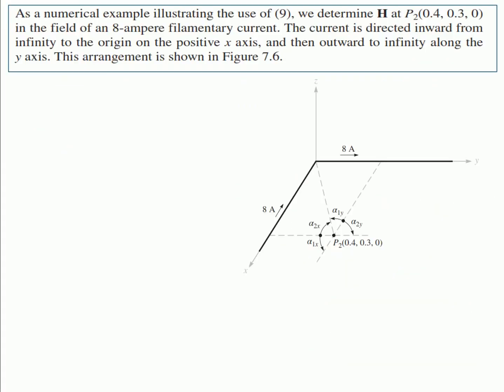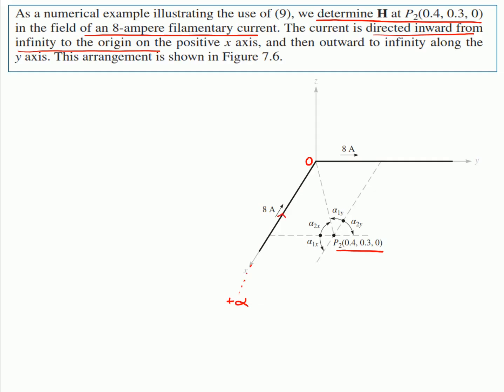In this question we have been asked to determine the magnetic field intensity at point 2. Let us say point 2 is located over here and the current flowing through it is 8 ampere. The current is directed inward from infinity to the origin on the positive x-axis. So we can say that this is extended towards infinity and this is our origin. So the first current is 8 amps.